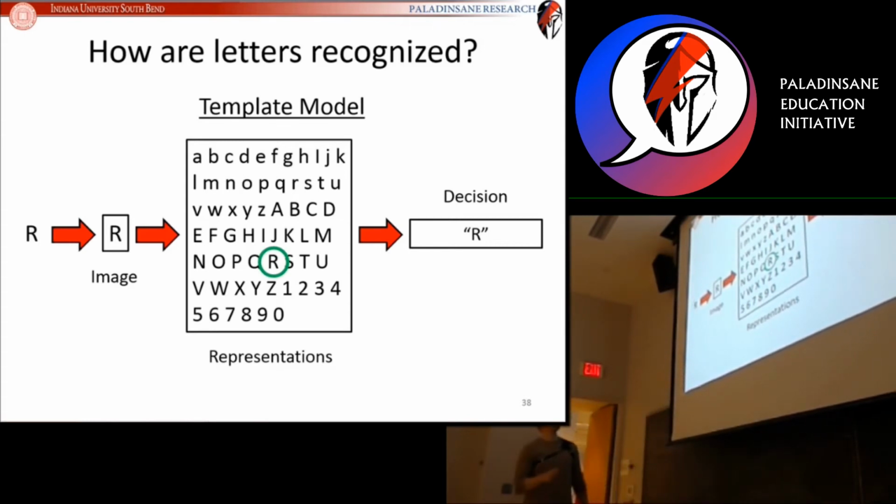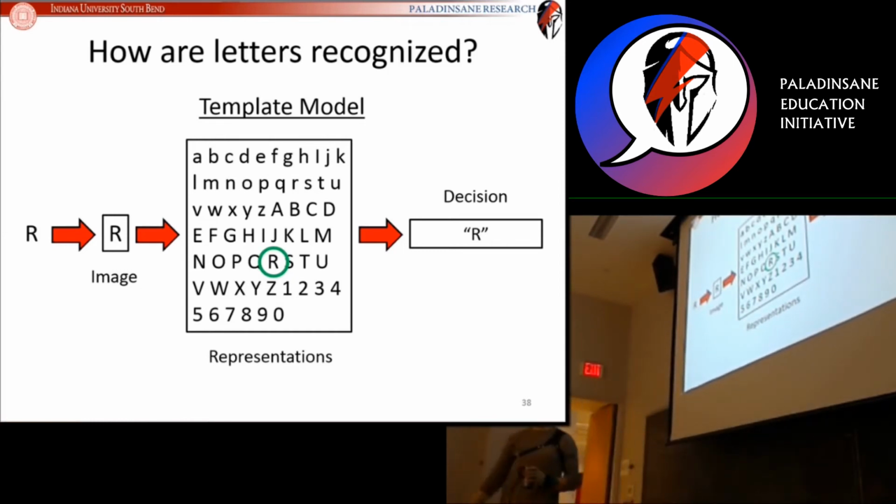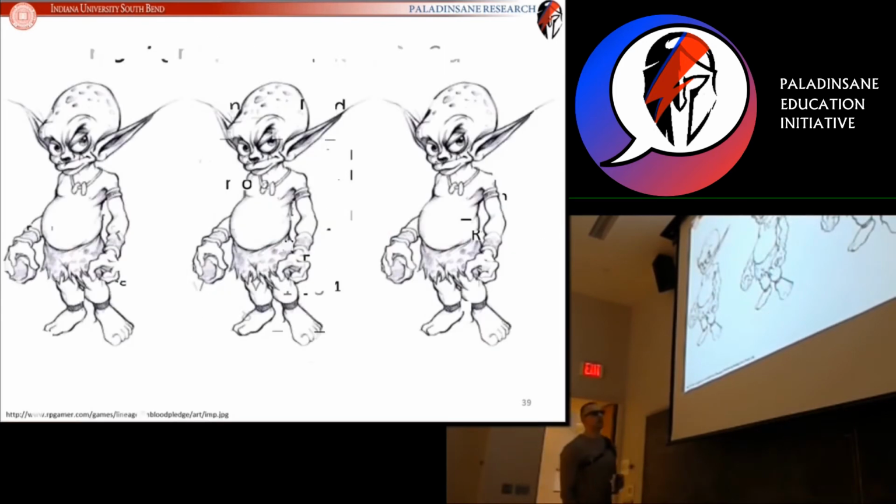So that's the template model of letter recognition, and it very simply and very straightforwardly can explain how we recognize this R that we all can do, right? So we all can recognize this. This is one possible way that we achieve that recognition. So far so good? All right, that's one possible representation. Let's take a look at another possible representation.